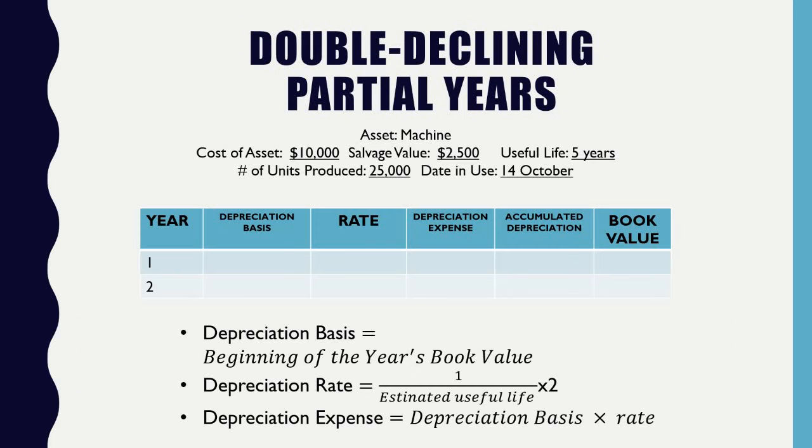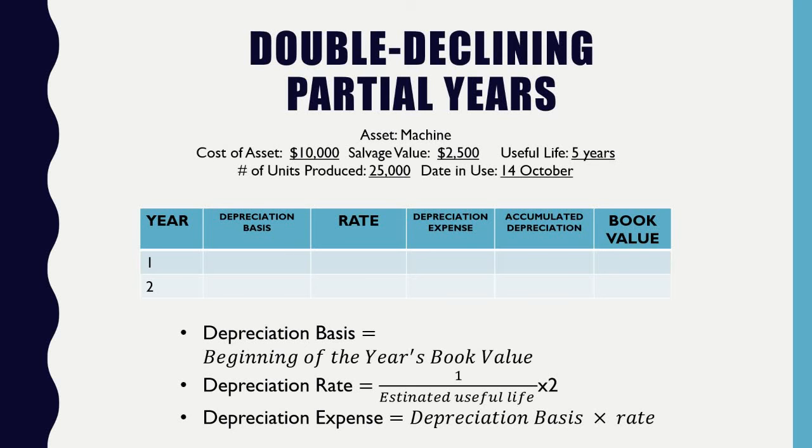So with that key thing that you need to know, let's go ahead and apply it to this scenario here. If I'm depreciating this asset as of December 31st for the first year, how are we going to calculate the depreciation basis, the rate, and the expense? So let's start with the first one. What's the depreciation basis here? 10,000. Good. It's the beginning of the year book value. What is going to be my rate?